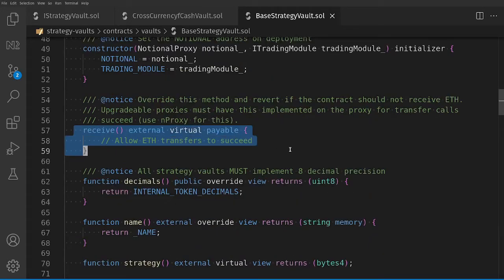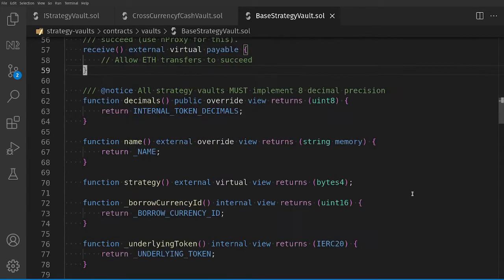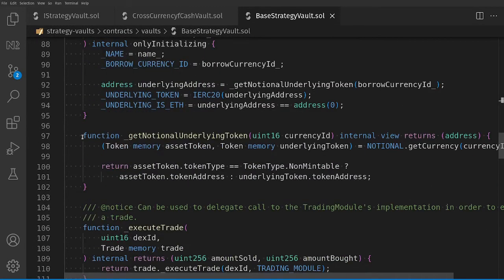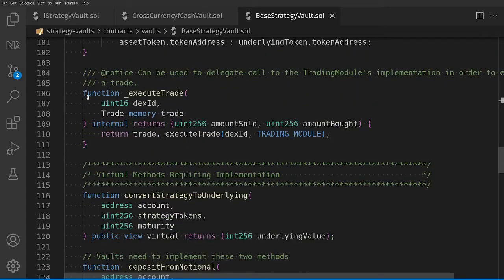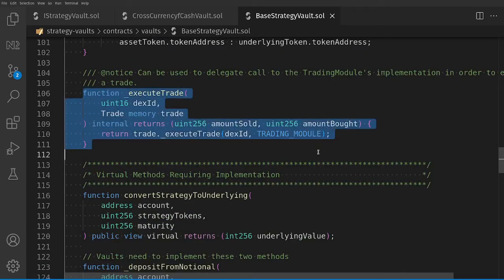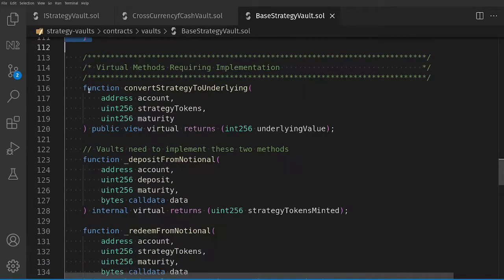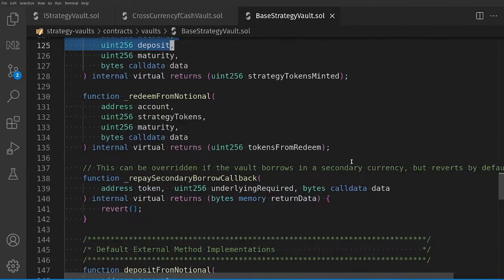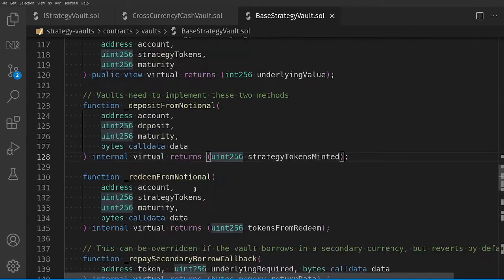Notional does send and receive ETH. This is here. However, if you're using a proxy contract, you need to make sure that this is enabled on the proxy as well. These are just a number of getters and initialization functions, so nothing terribly interesting. We'll talk about executing DEX trades and how we do that in this video as well. And these are the abstract methods to be overridden. So deposit and redeem are internal here.